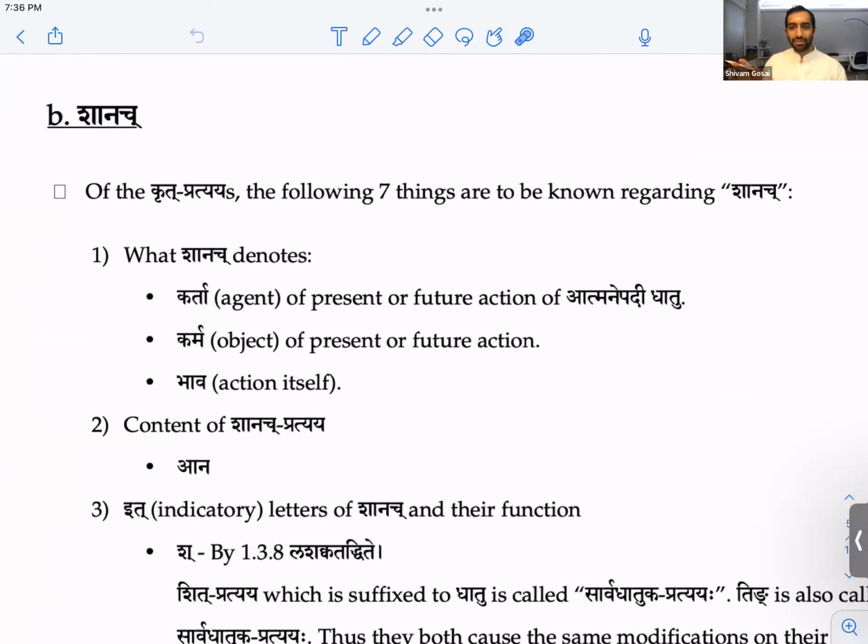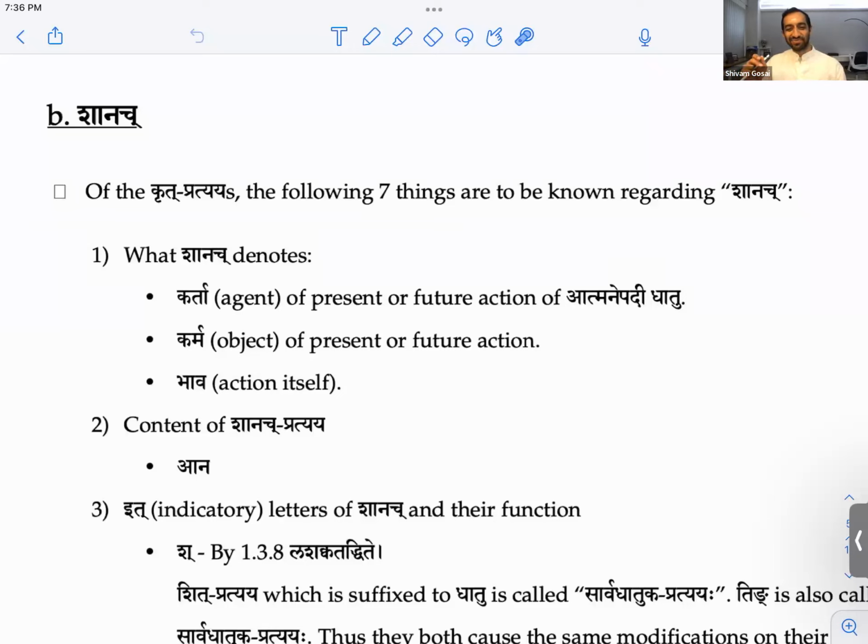Śānac. So you're going to repeat after me. Śānac. Okay. So you can tell someone, what were you studying? Śānac. And they'll say, bless you.